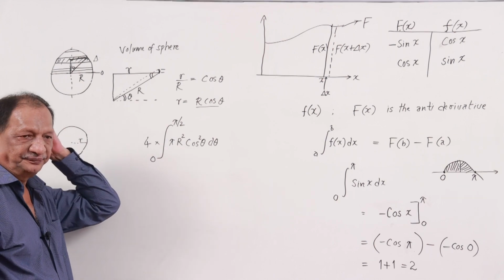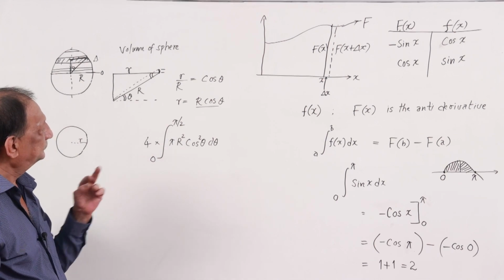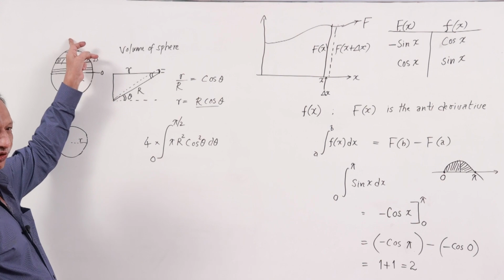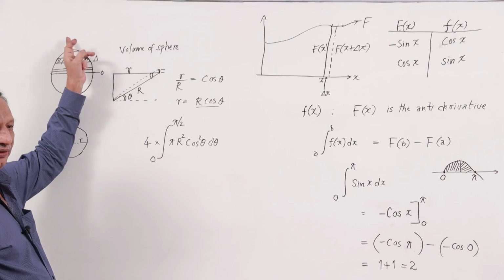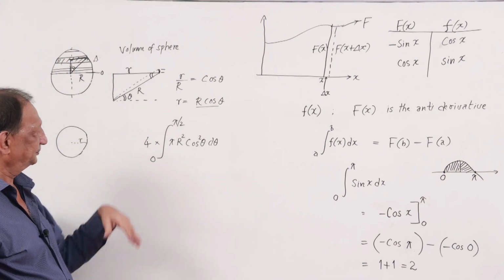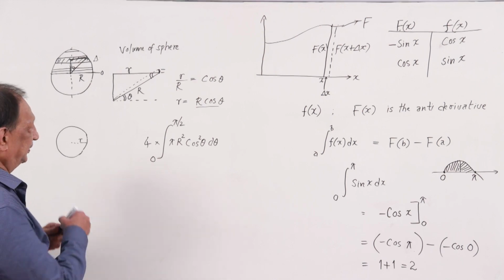integration. And did you take pi by 2? Pi by 0 is pi by 2. 1/4 the sphere. And 4 times, okay. Assuming 1/4. That's why I multiplied by 4. This will give you the volume.